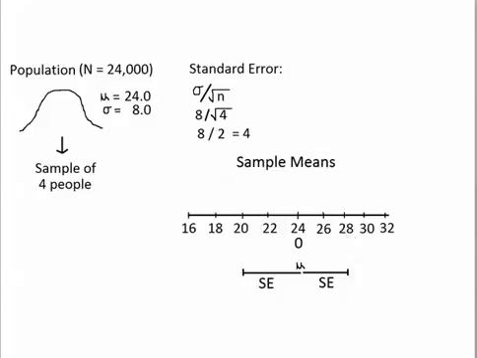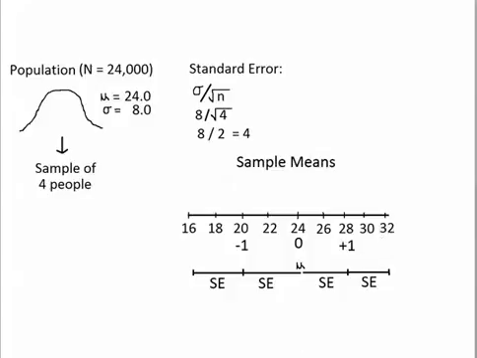If my sample mean comes out 2 standard errors below the population mean, then my sample mean has a z-score of -2, and if my sample mean comes out 2 standard errors above the population mean, then my sample mean has a z-score of +2.